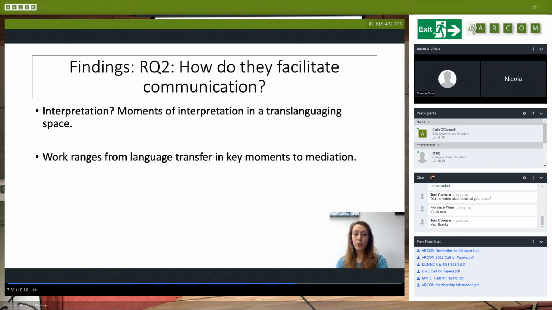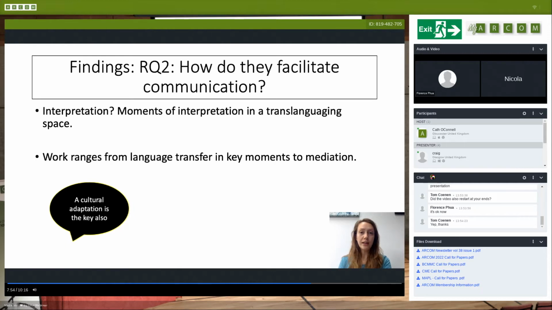And the work ranges, like I said, from language transfer in key moments to mediation. But this may also include, for some of them, having to teach language, do written translations, and perhaps to communicate with external parties. So we can see that the work that they do is very varied.